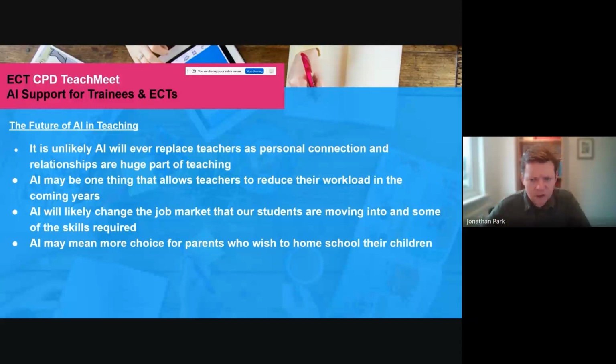So AI will be a tool for teachers, getting you started, cutting down that workload, and we will find more and more ways to do that. As you say, it will change the job market students are moving into. This is something we're going to have to teach students. It may mean more choice of parents for homeschooling or tutoring, but more and more we're seeing actually that what AI can do for education is in itself an open question, which is changing based on the technology day by day.